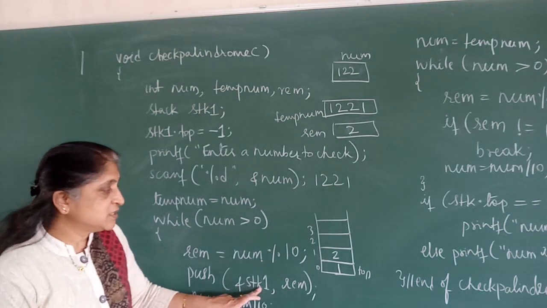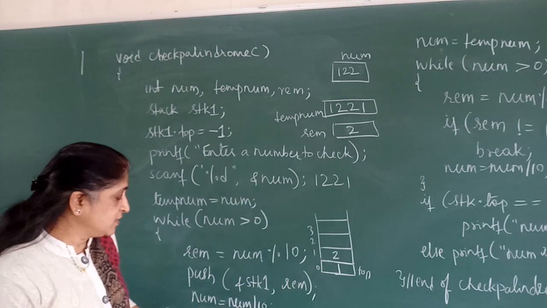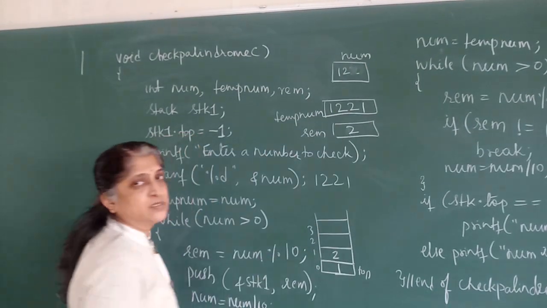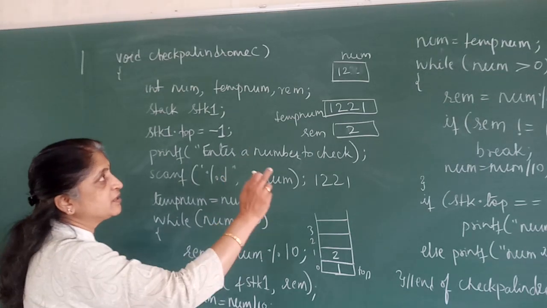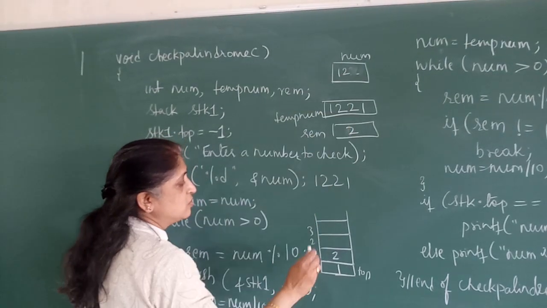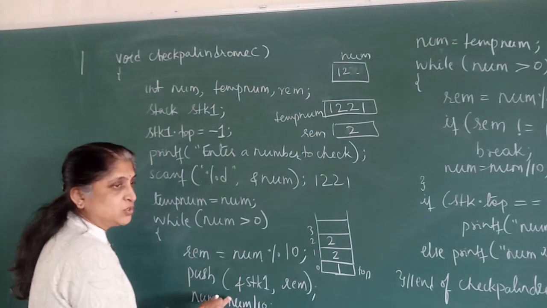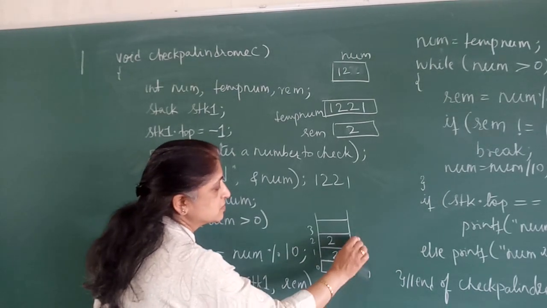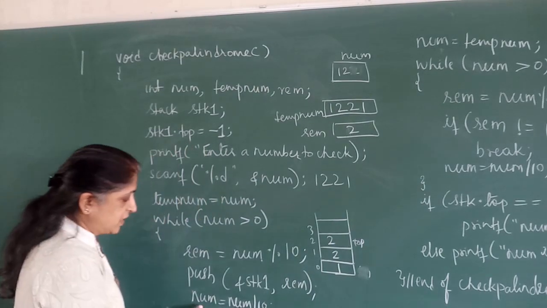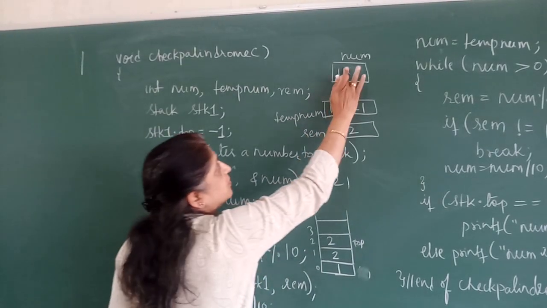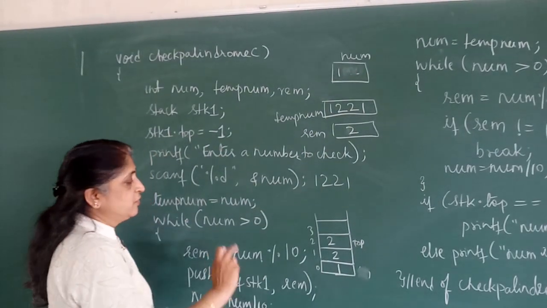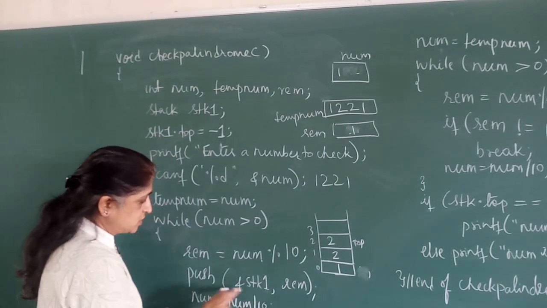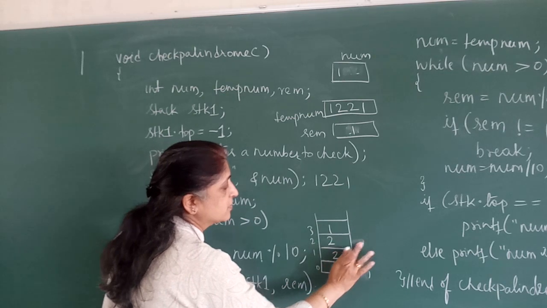Okay, I call this, then 2 is pushed to the stack, then divide the number by 10. Dividing the number by 10, it is 12. Find the remainder. The remainder is again 2, push 2 to the stack. Now the top is this. Then divide the number by 10. The number by 10 is 1. Find the remainder. The remainder is 1. Push the remainder to the stack.